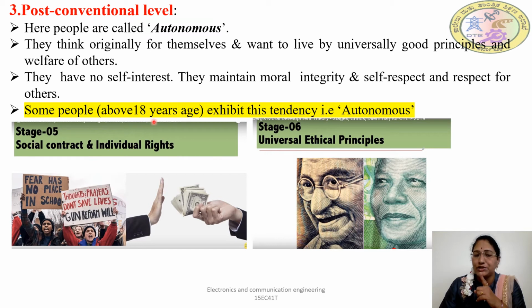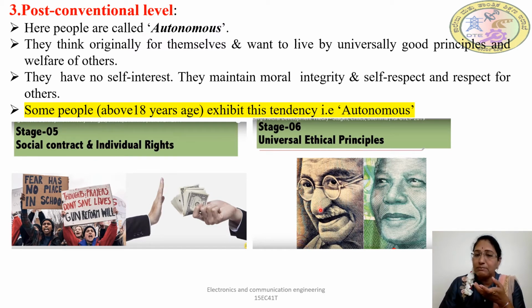So at this age, above 18 years, the people will think differently or on their own, and they will oppose if anything is going wrong in the society. So this is stage 5. Another stage, with very few people, nearly 5% or 10% in the world, will behave like this.